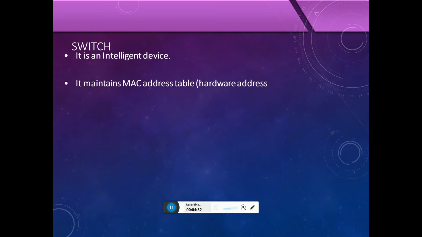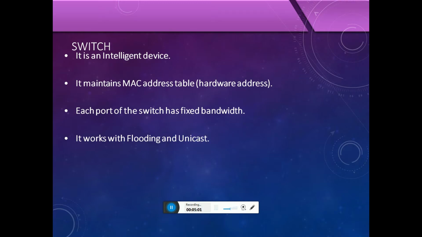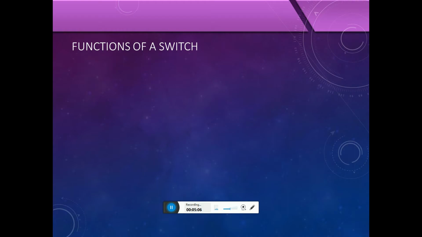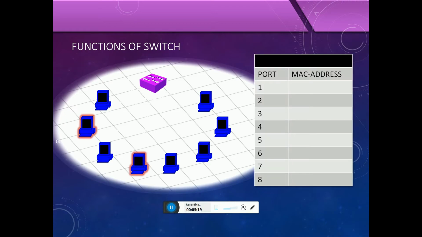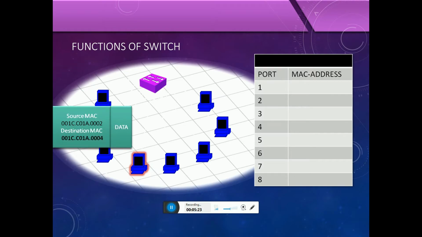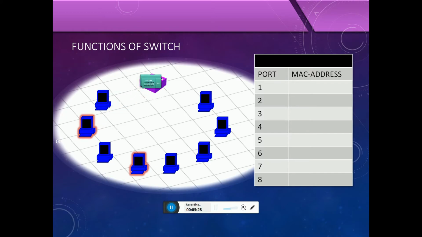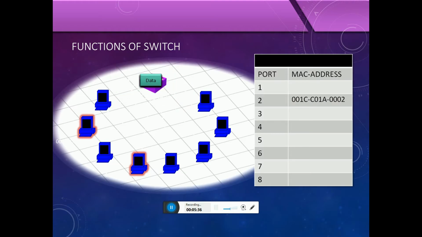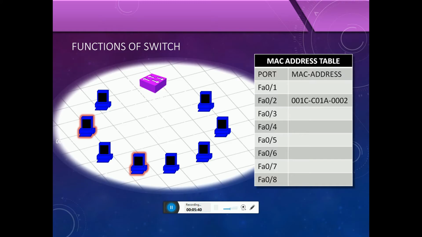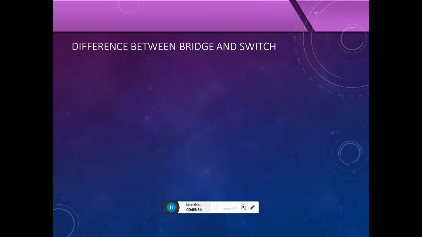Switch: it is an intelligent device. It maintains a MAC address table of hardware addresses. Each port of the switch has its own bandwidth. It works with flooding and unicast, and supports full duplex communication. Functions of a switch: MAC address learning and forwarding. The switch symbol is a square. Each port has a number. When data is sent from one system to the switch, it carries the source MAC address and destination MAC address. The switch uses the MAC address to find which system the data goes to, across ports FA0/1 to FA0/8.